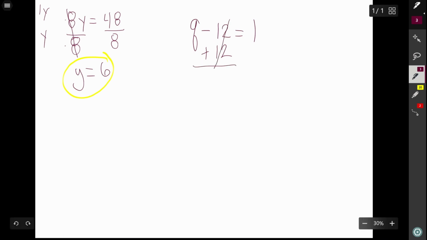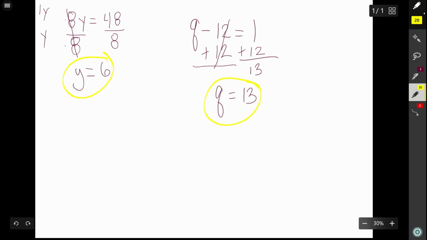So it really just gets canceled. But what we do to one side, we must do to the other side. Since this side is out, we need to add this side. Of course, 1 plus 12 is 13, giving our answer that we know q is 13.